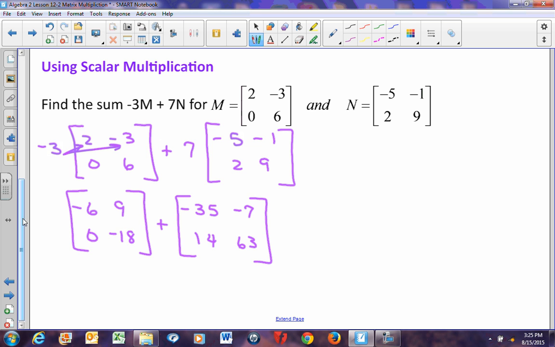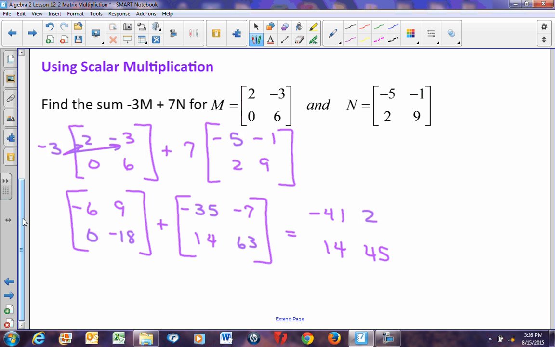Now I'm just going to have to add my corresponding elements. If I add my corresponding elements, -6 and -35 is -41. 9 and -7 is 2. 0 and 14 is 14. And -18 and 63 is 45.